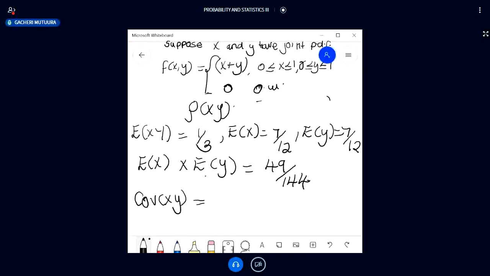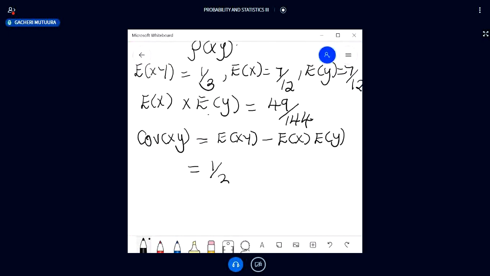Which will be equal to the expected value of xy minus the expected value of x times the expected value of y. This should be equal to 1 over 3 minus 49 over 144, and this will be negative. You can check, you'll get negative 1 over 144 for the covariance. So now we have an idea that the two variables x and y are negatively correlated.